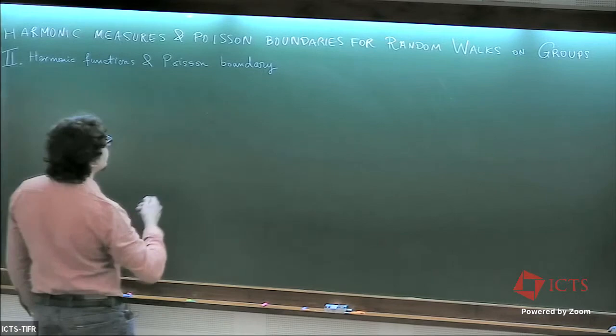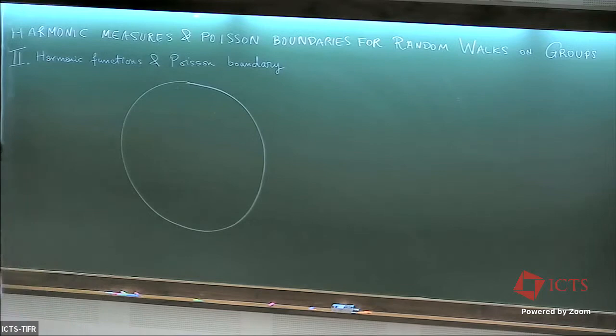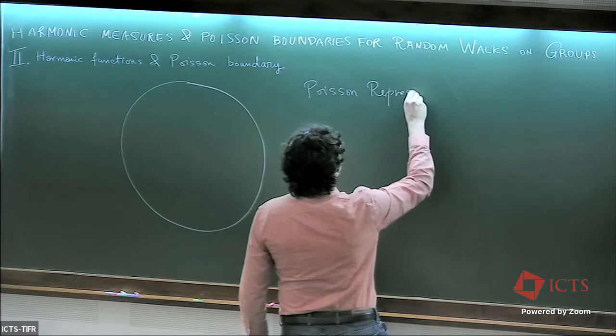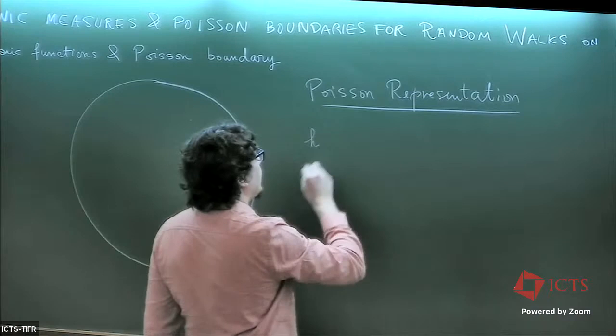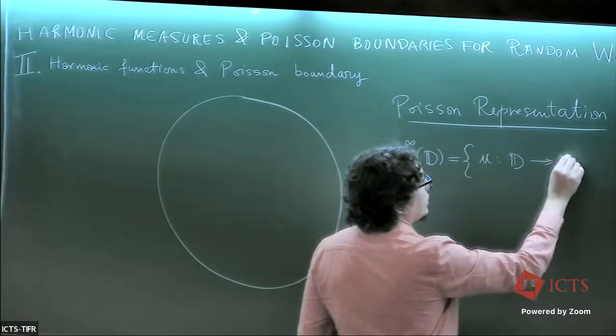So the theory of the Poisson boundary starts once again with a beautiful theory of harmonic functions on the circle. This is the classical Poisson representation formula that you probably have seen in complex analysis. So what does the Poisson representation formula say? Well, if you're in the disk, you can look at harmonic functions in the disk. When I talk about harmonic functions, I mean in the analytic sense, so just a function from the disk to R, which is bounded and whose Laplacian is zero.